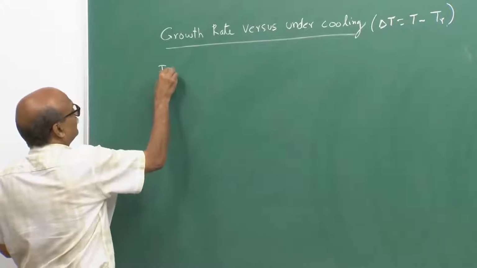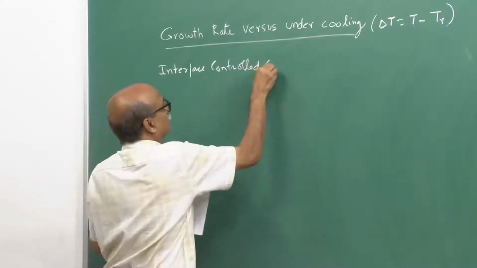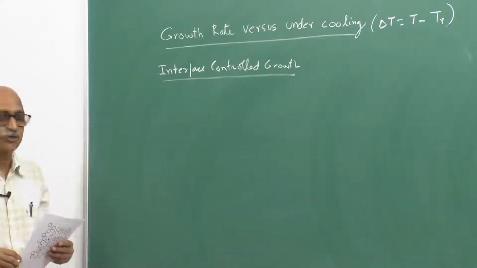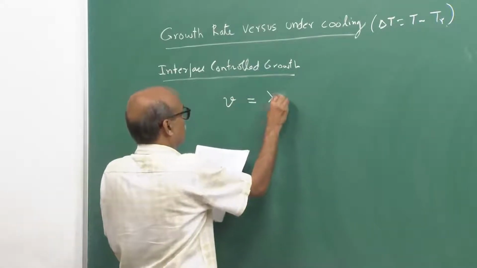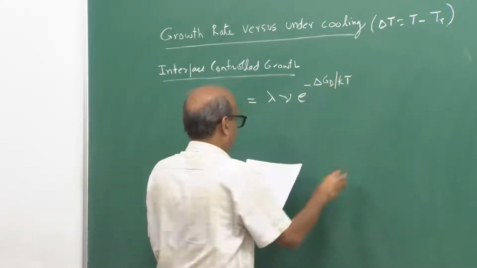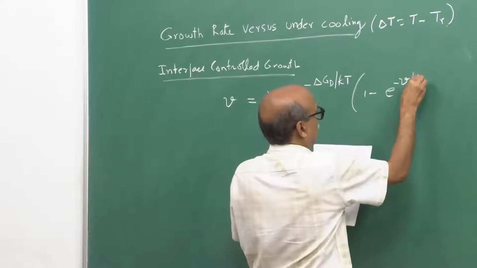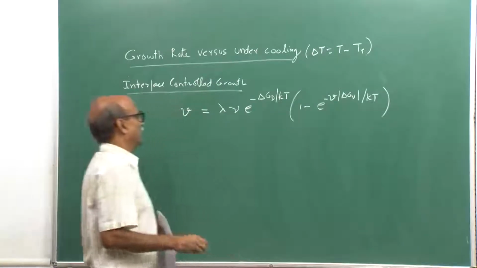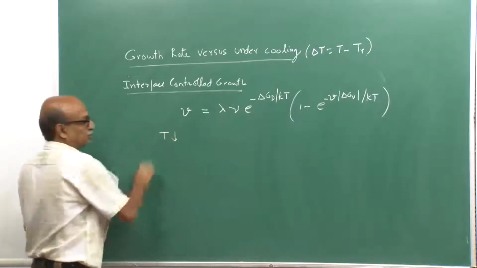So, in the case of interface controlled growth, as we had seen in the last lecture, the growth velocity V can be written as lambda nu e to power minus delta Gd divided by Kt multiplied by 1 minus e to power minus V delta Gv divided by Kt. So, let us see what happens if I reduce the temperature at which growth is taking place.